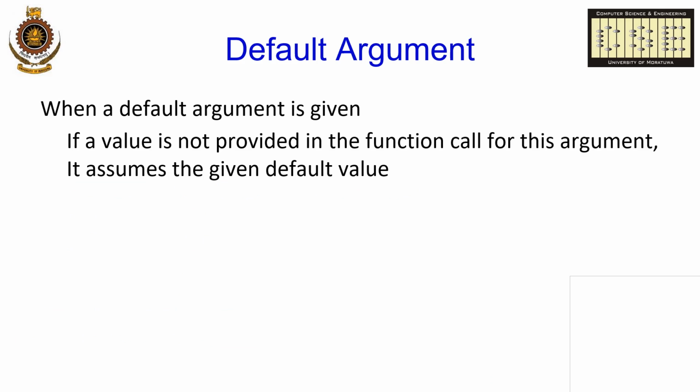The next type of arguments we are going to look at is default arguments. When you define a function, you can have a default value for a particular argument or some arguments. If that's the case, when you call that function, you can call it without providing a value for the argument for which you have the default value already defined.